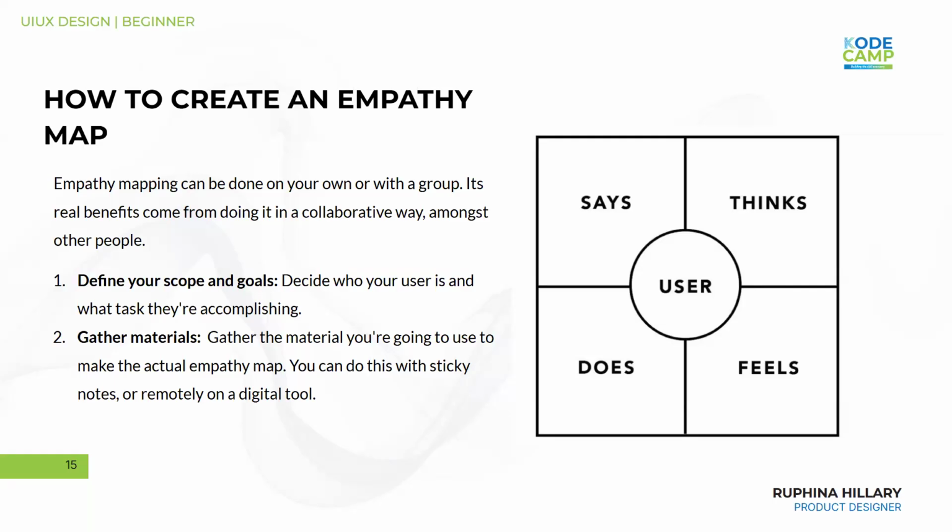Two, gather the material you're going to use to make the actual empathy map. You can make the empathy map with sticky notes. You can make it with a digital tool. You can make it with Google Docs. Just simply make it a table with 4 columns: says, thinks, does, feels. If you want to make it fancy, you can use those colored sticky notes. The says quadrant might have a different color, thinks quadrant a different color, does quadrant a different color. That's for the second one.